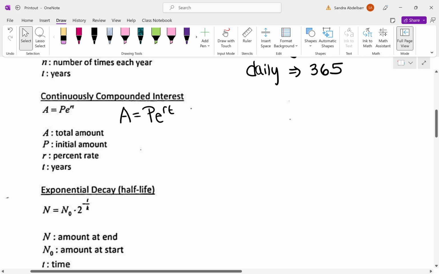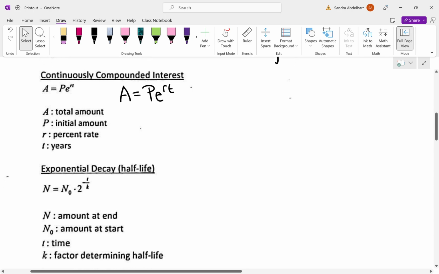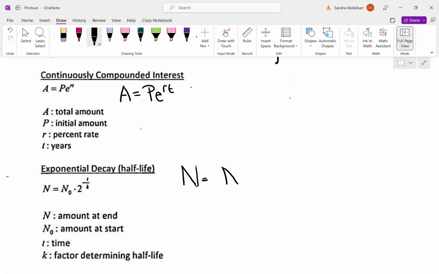Okay, the next one, I'll rewrite it, is N equals N sub 0 times 2 raised to the negative T over K. That's a negative T over K power. N equals N sub 0 times 2 raised to the negative T over K.